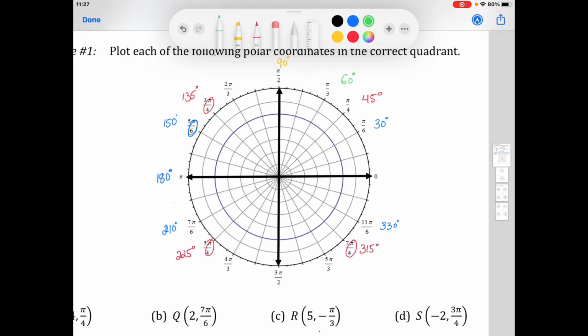How did I know these are all pi over 4 families? I'm going to circle them so you understand that. Now we have the pi over 3 family, which is here, here, and here. So 2 times 60 is 120. 4 times 60 is 240. 5 times 60 is 300.